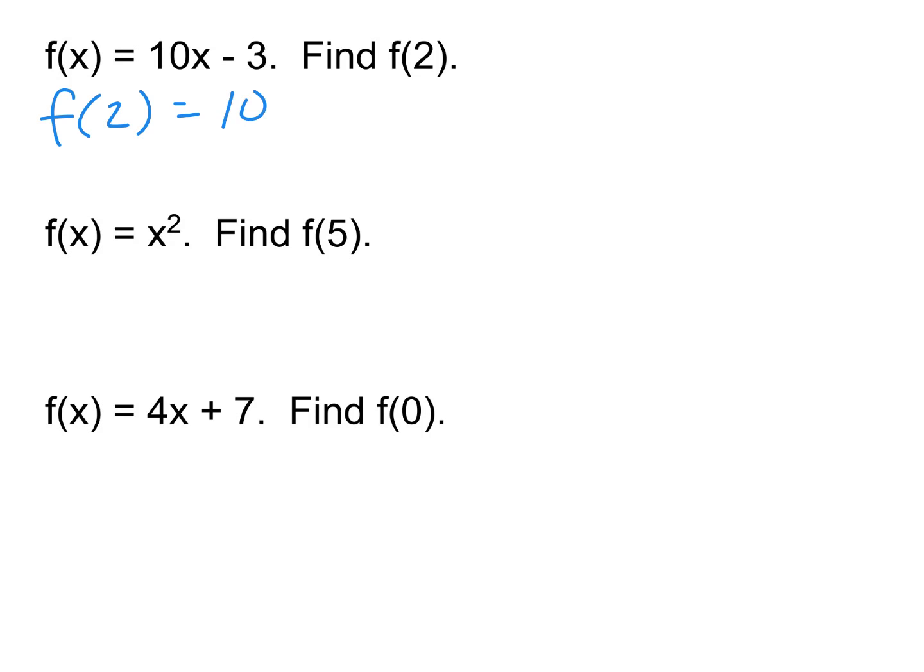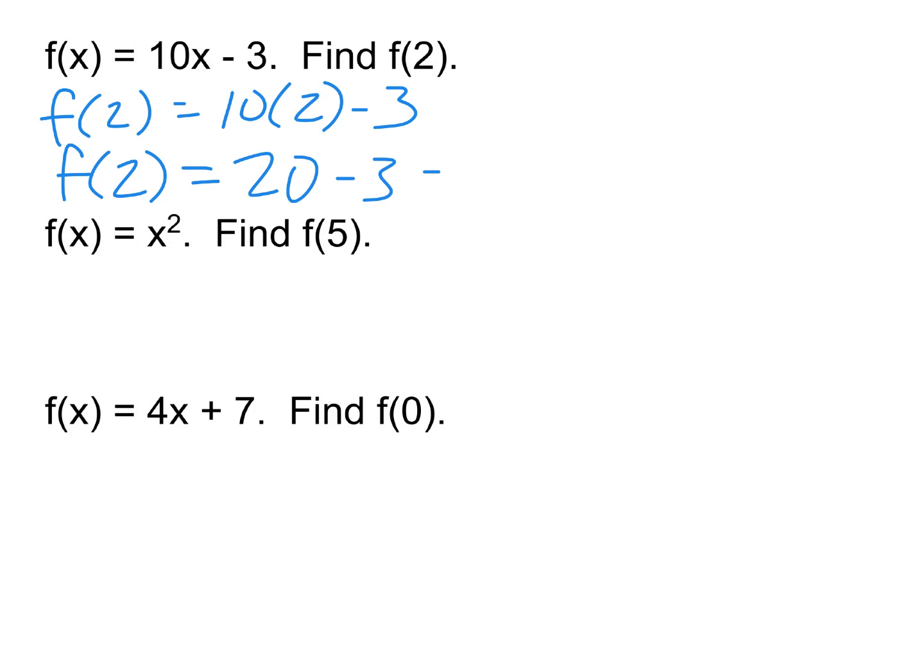So it's going to be 10 times 2 minus 3. All right, and so we have to do 10 times 2, and we have to subtract 3. Think order of operations. Which gets done first, the multiplication or the subtraction? Multiplication. And so f of 2 will equal, first we do 20 minus 3, because I do the 10 times the 2 first. And 20 minus 3 equals what, everybody? 17. All right, that's all we got to do, right?